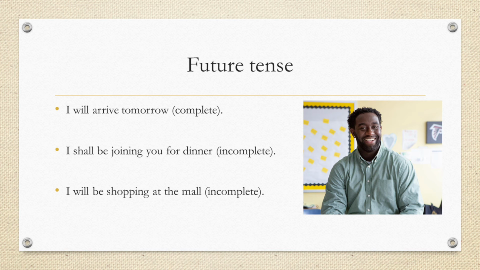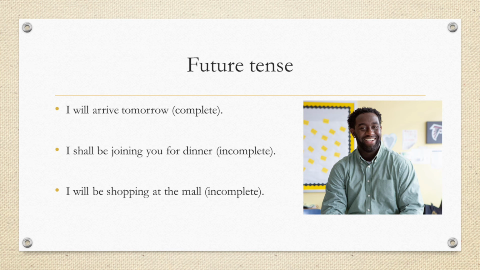But if I say I shall be joining you for dinner, it means that I have other things to do and that I'm not sure what time I'm going to get there, and if I'm going to get there. And the last one is I will be shopping at the mall, which is incomplete because I will still be shopping at the mall maybe when you arrive or before you have left, etc. So it just depends on the context and the way you want to do that.